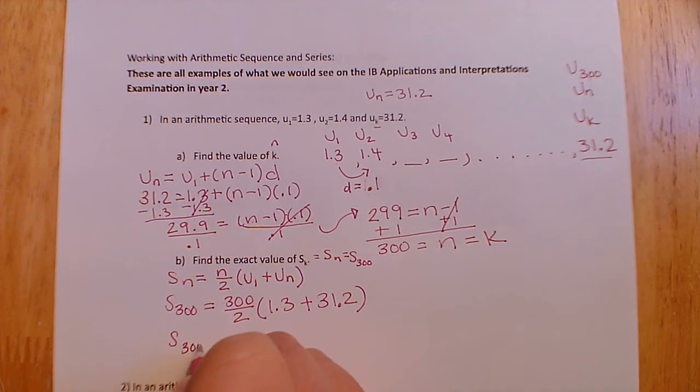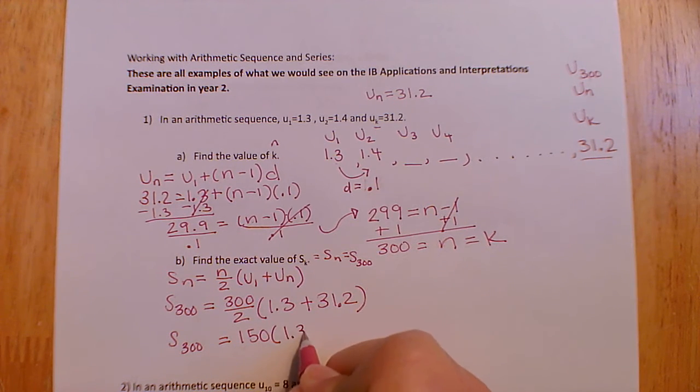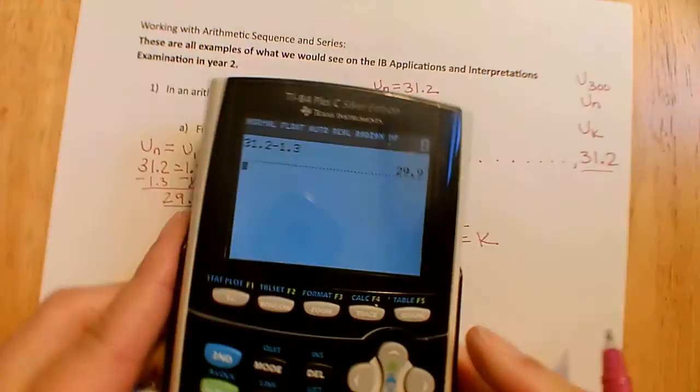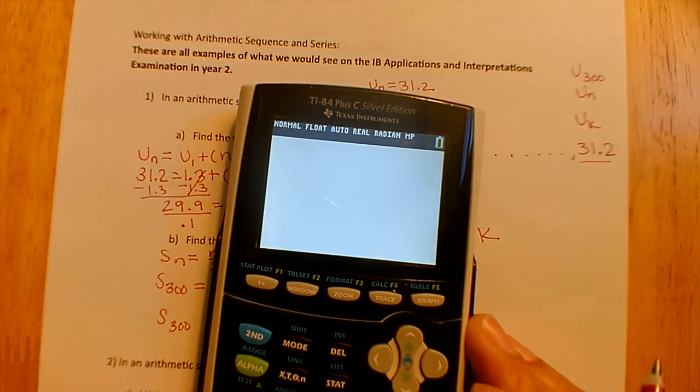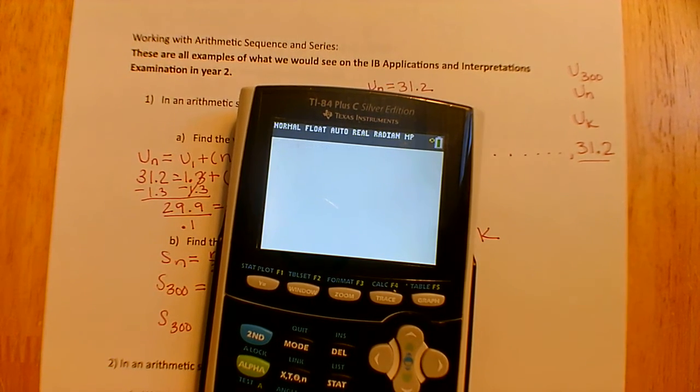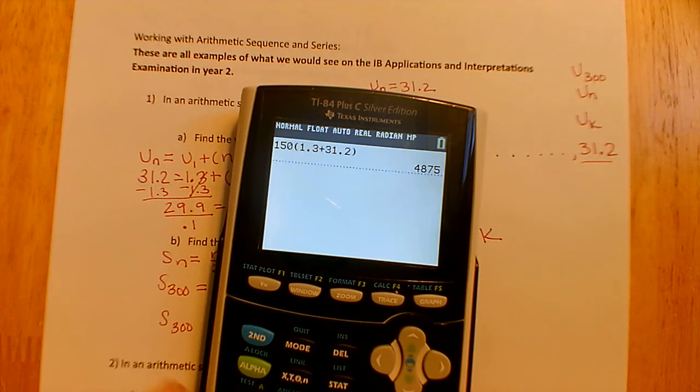Now, how I like to do this in the calculator is I'll divide this out, 150 times 1.3 plus 31.2. And then in my calculator, I'll just do that entire step. I'll do 150 times 1.3 plus 31.2. And we get 4,875.